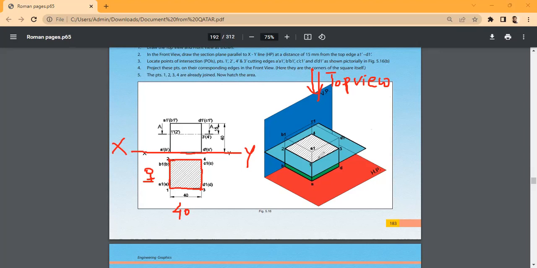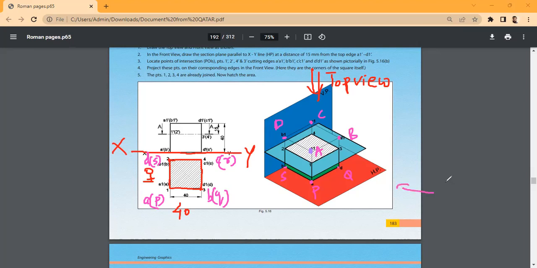Then name the square. Name the cube. I will name this as A, B, C, D, and here this point I will name P, Q, R, and S. I will name this point as A bracket P, then this one B bracket Q, C bracket R, D bracket S. A, B, C, D and P, Q, R, S.